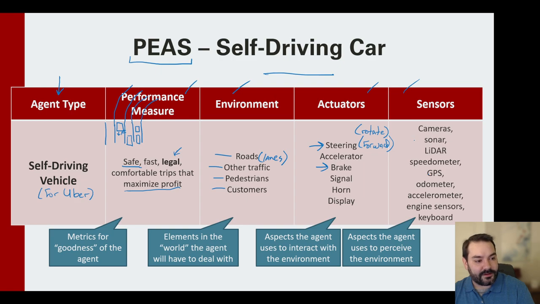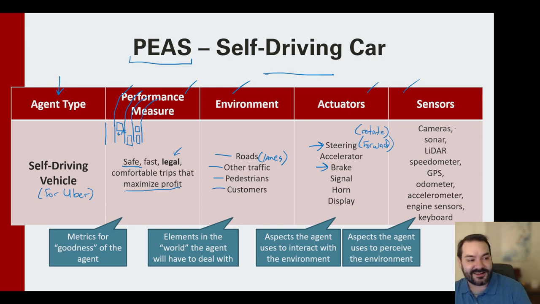And then the final one, as you can see, is how the agent interacts with or perceives the environment. This is where you get into a very big spectrum, because self-driving cars are very dangerous, so you've got almost every sensor out the wazoo.